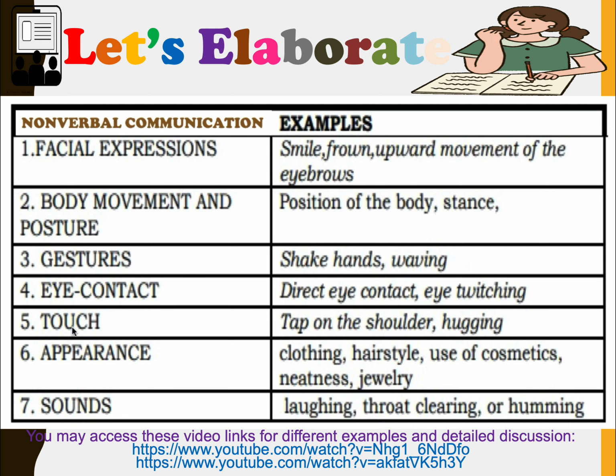Na? Next, number 5 is touch, such as tap on the shoulder or hugging. Na? But right now, we practice social distancing. Na? We avoid touching others. We study or have meeting through online apps. So what can we do in order to communicate through touch? Na? So we can use instead emoji, kinder or extended online conversation, na? Sending heart or GIF, etc.